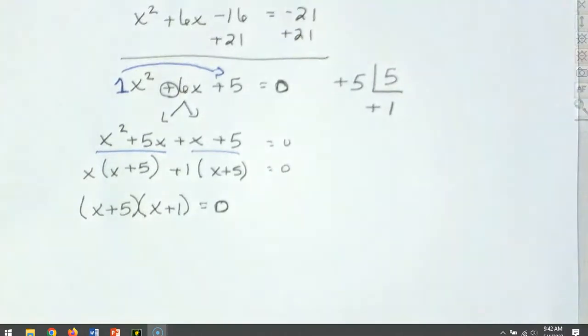And now how do we finish it? What's my next step here? Okay, we got to this point. What do I do next? How do I finish it and get my answers?